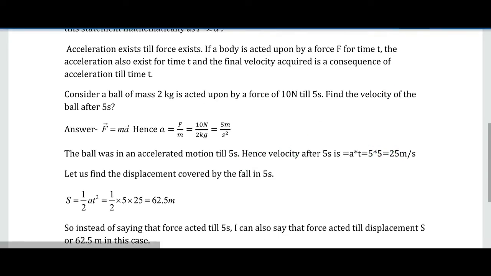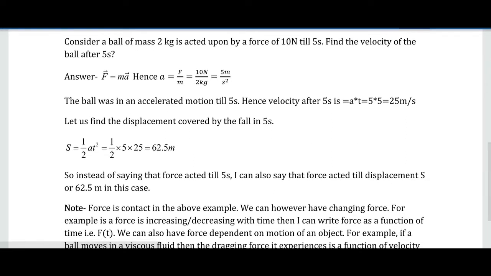Continuing further, I have given a small problem. The problem says: consider a ball of mass 2 kilograms, and a force of 10 Newton acts on the ball for 5 seconds. The question is, what is the velocity of the ball after 5 seconds? It's very easy, you can calculate the acceleration. That has been done here.